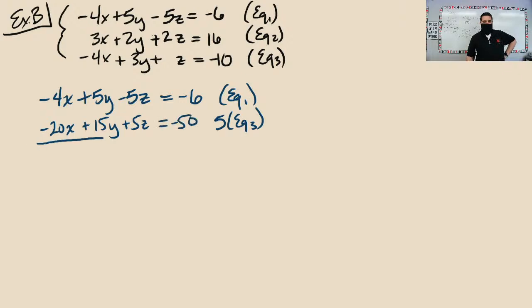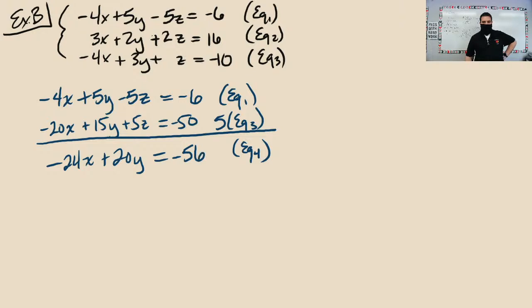Okay? Then when we combine them, we will create equation 4. So we get negative 24x plus 20y is equal to negative 56. All right, so that's 1. Now let's do equation 2 and equation 3. So that way we can make z disappear from there. So we can go through and do, we'll leave equation 2 alone, so 3x plus 2y plus 2z.